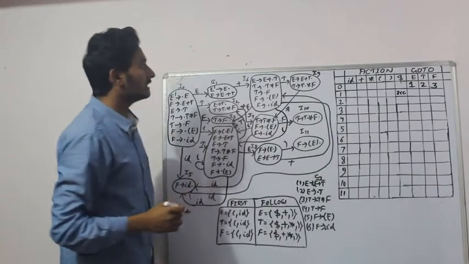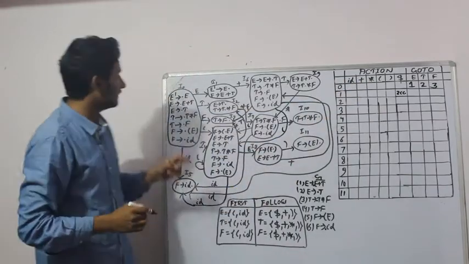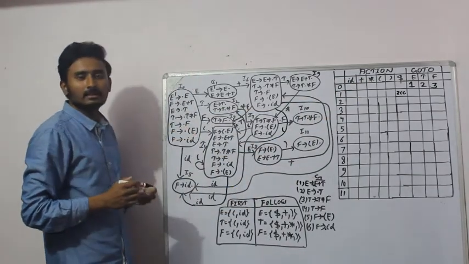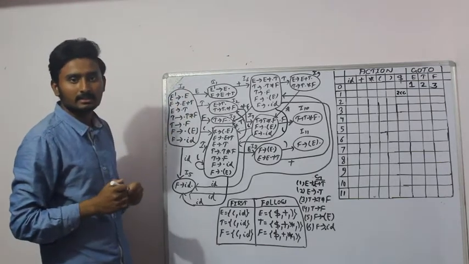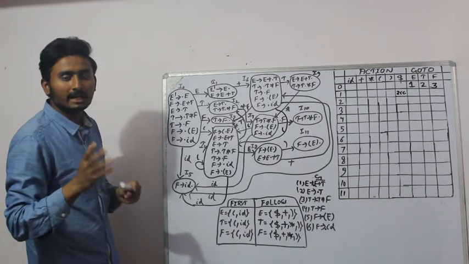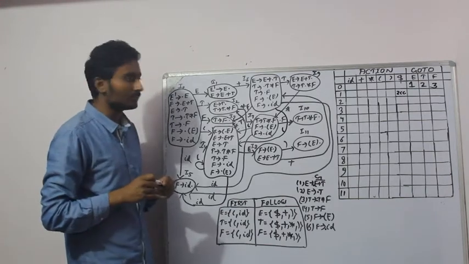Okay, this much for the goto part, because we have only 3 non-terminals available here as outgoing symbols from I0 to any other state.